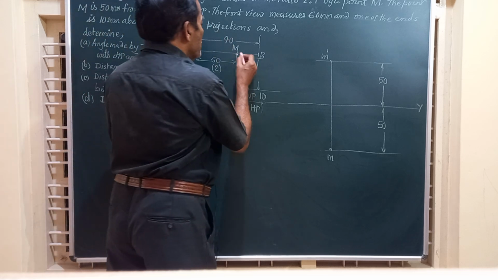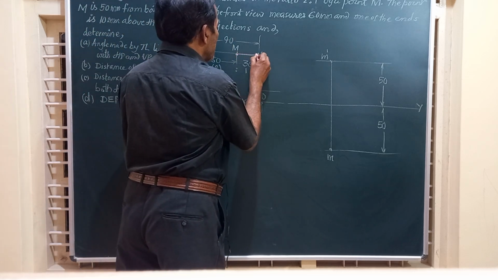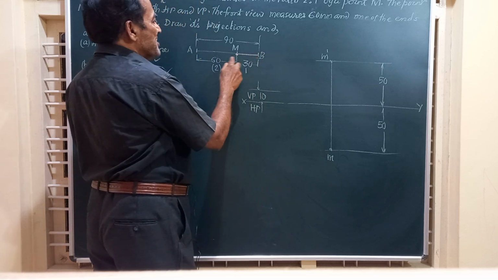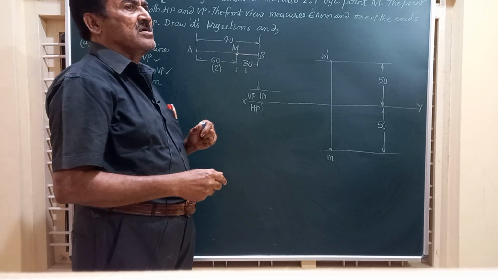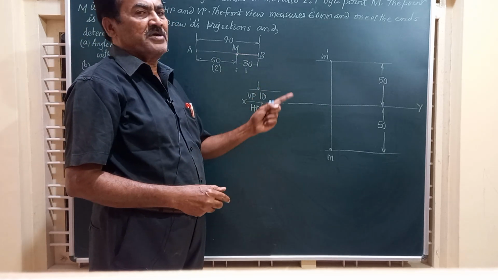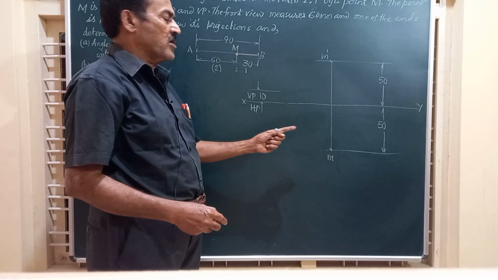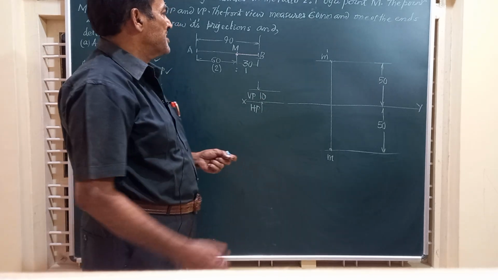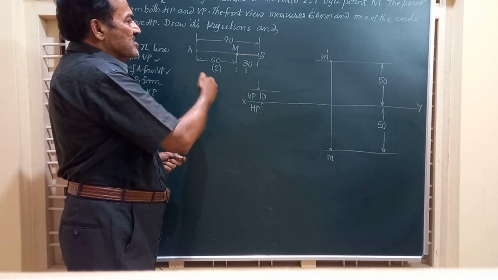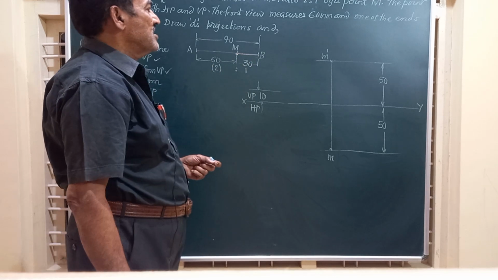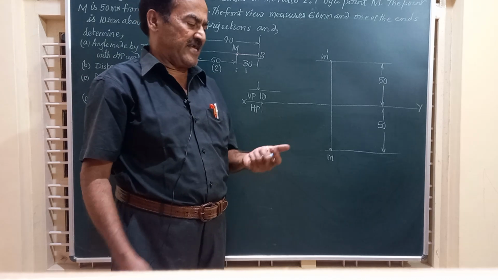Now friends, we are going to consider only the small portion of this, MB. Draw the projections of this MB, that is M dash B dash and small mb we will get. And then by projecting the front and top views on the same lines, we should be able to obtain the complete projections of the line.